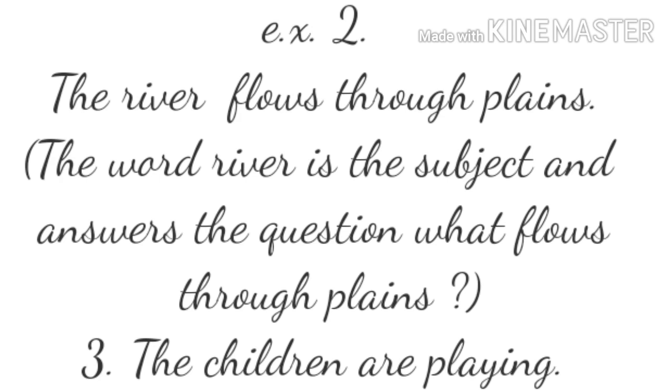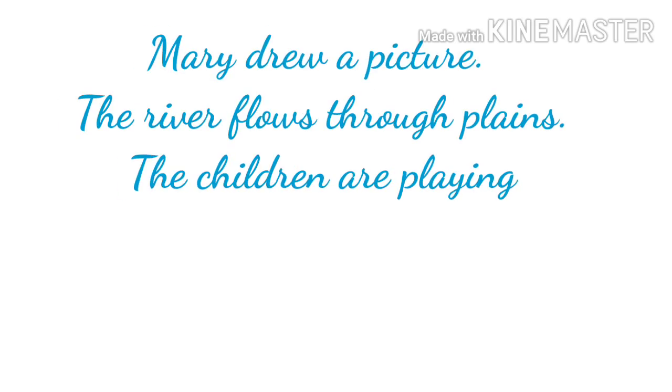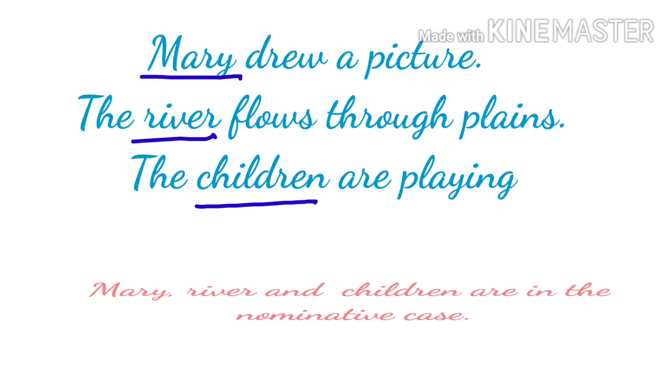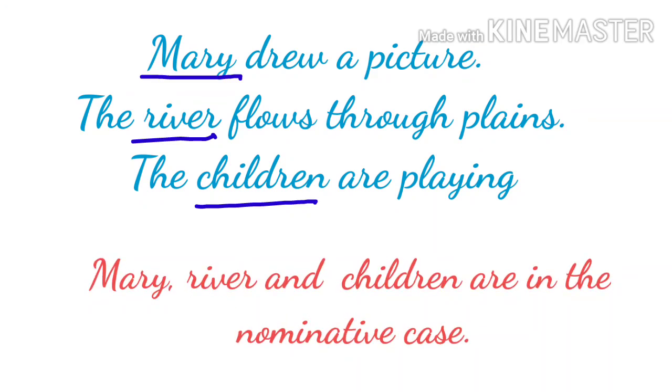Example 3: The children are playing. Can you tell what the subject is in this sentence? Yes, children is the subject in this sentence. So in these examples, Mary, river and children are in the nominative case.